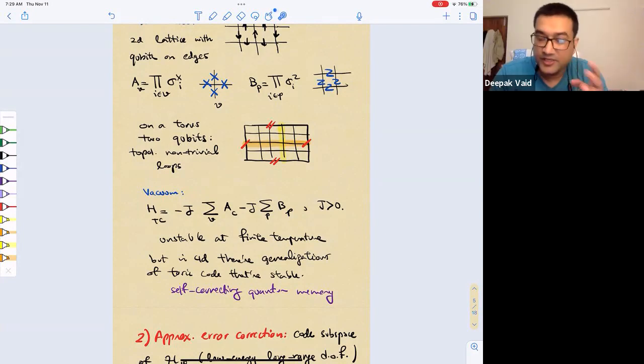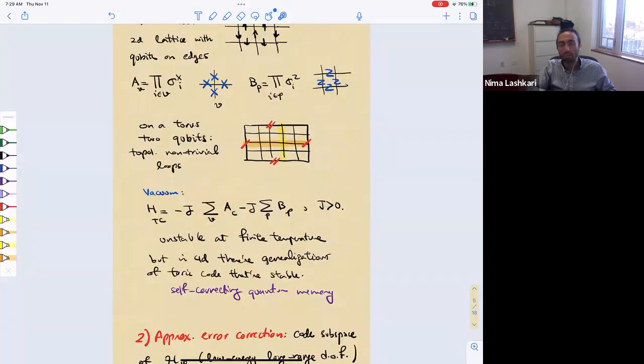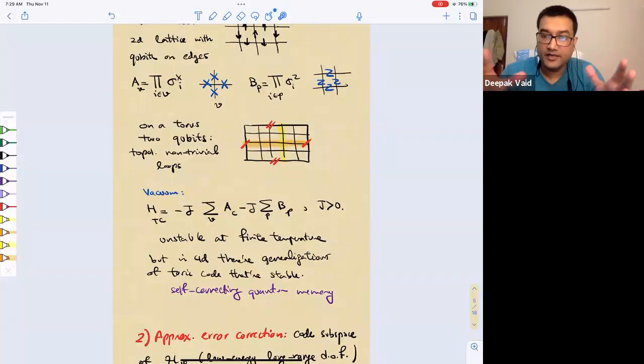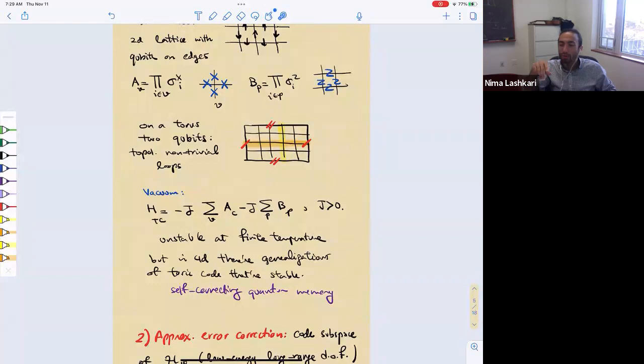Nima, just to interrupt again, sorry. The toric code is stable at temperatures which are below the correlation length of your torus, right? Am I mistaken about that? Meaning that your lattice has a certain size, and if your fluctuations are not large enough, then the errors are exponentially suppressed. So what I was saying is that there's no finite temperature phase transition in this setup.